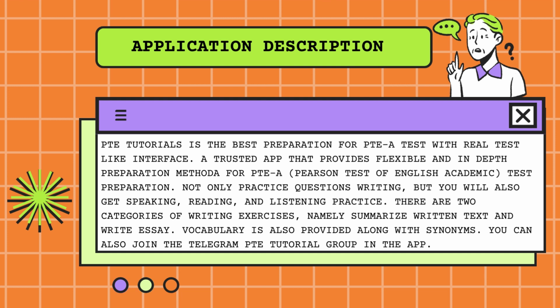There are two categories of writing exercise, namely summarize written text and read essay. Vocabulary is also provided along with synonyms. You can also join the Telegram PTE tutorial group on the app.